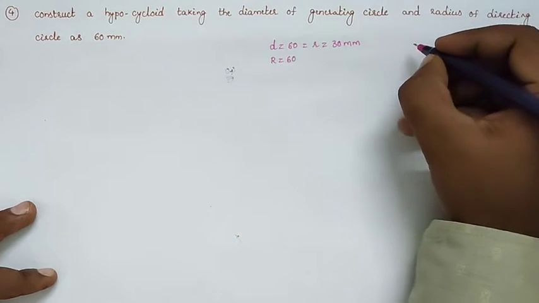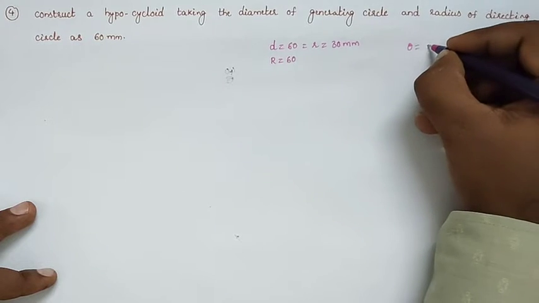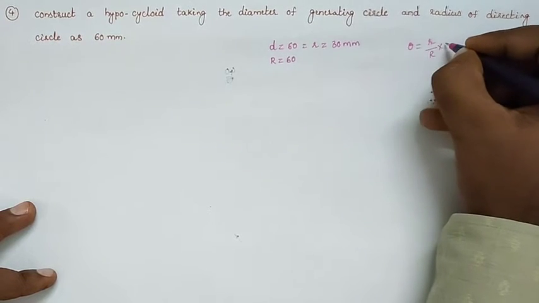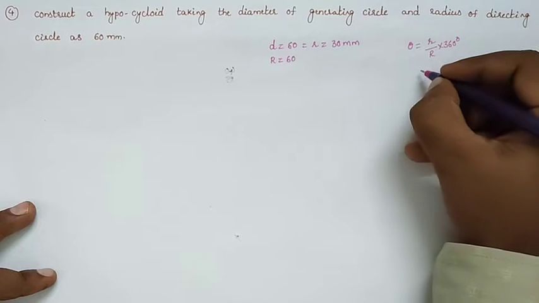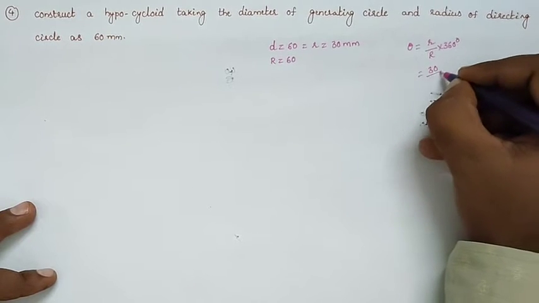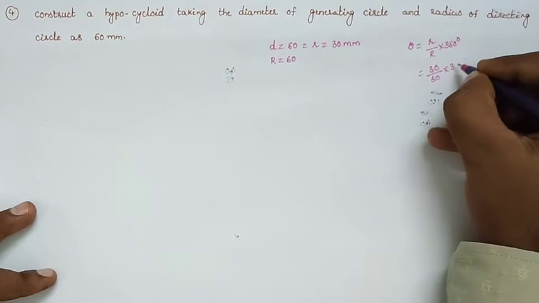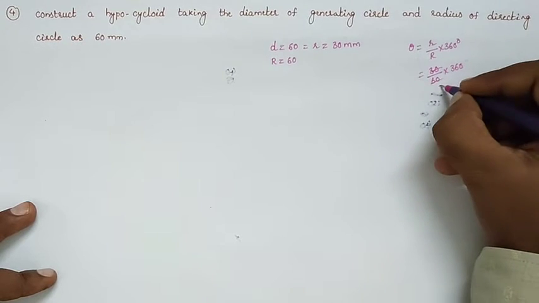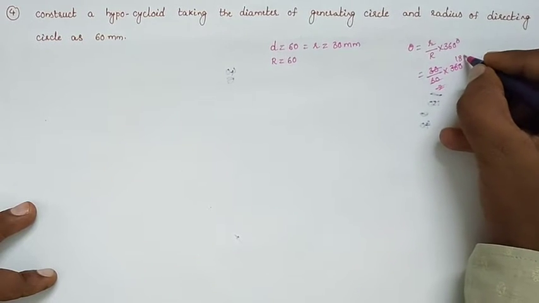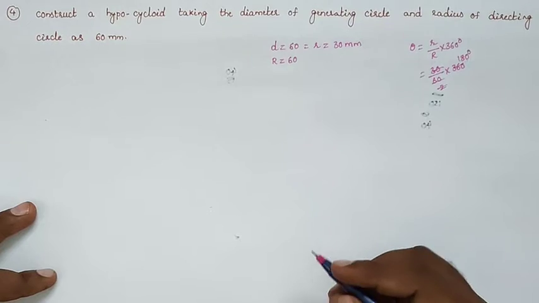Now we will find out the subtending angle here. Theta is equal to small r by capital R into 360 degrees. So small r is 30 divided by 60 into 360 degrees. So we will get the angle as 180 degrees.